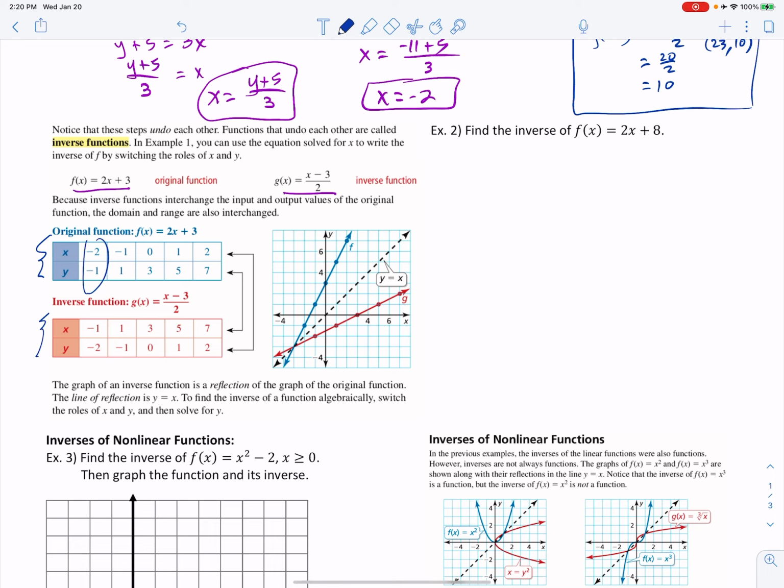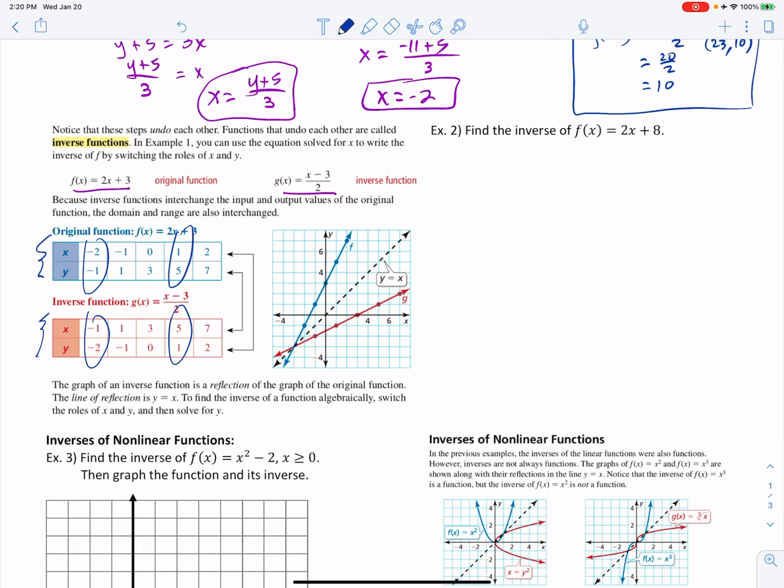So here we have an ordered pair, -2, -1. The inverse should switch x and y, and they do. And for every pair, so if I keep on going, I have 1, 5. If I switch those, notice that is an ordered pair on the inverse. Every one of the ordered pairs on f, if I switch x and y, those are ordered pairs on g. That is what happens on inverse functions.